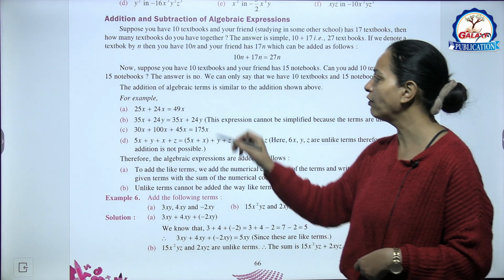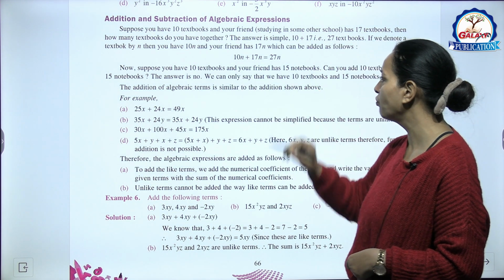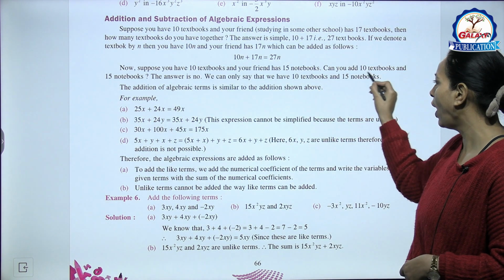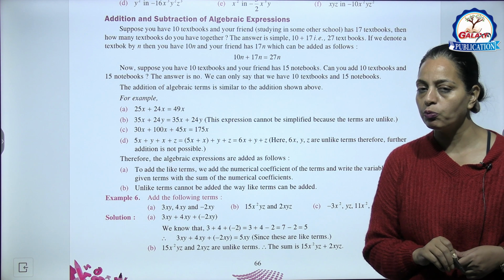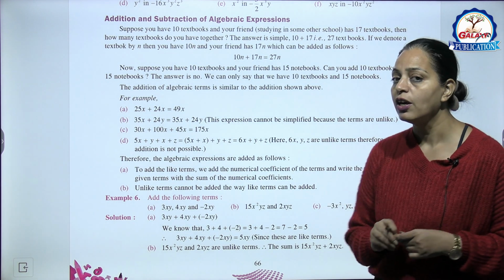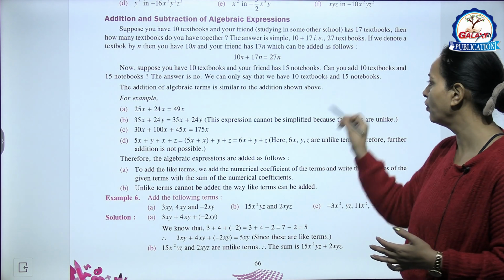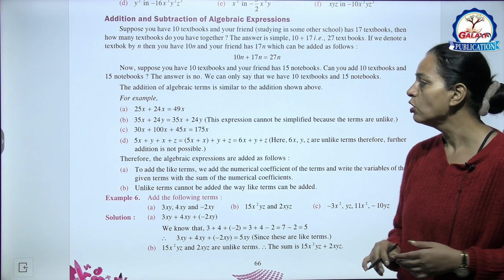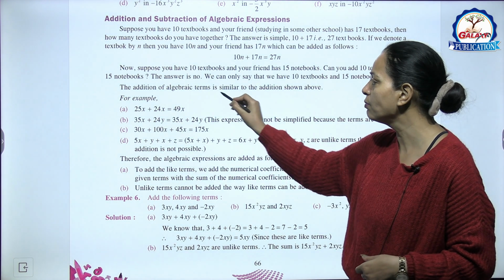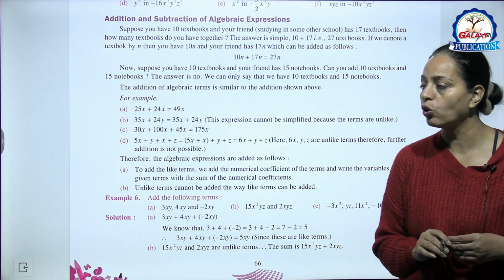Now suppose you have 10 textbooks and your friend has 15 notebooks. So can you add 10 textbooks and 15 notebooks? No, the answer is no. We can only say that we have 10 textbooks and 15 notebooks. So the addition of algebraic terms is similar to the addition shown above.